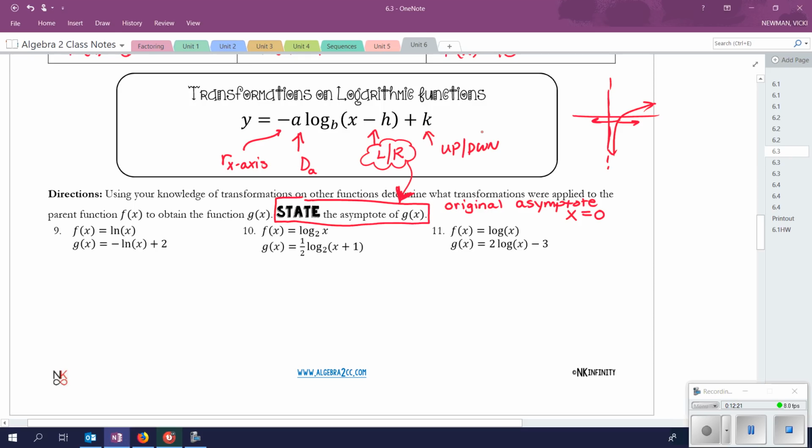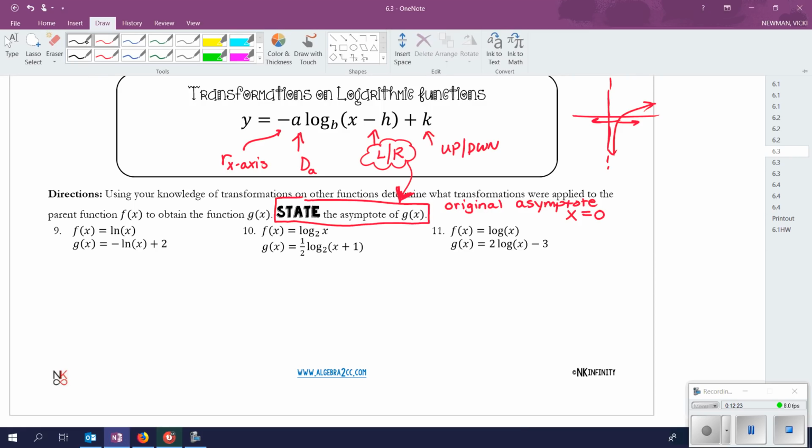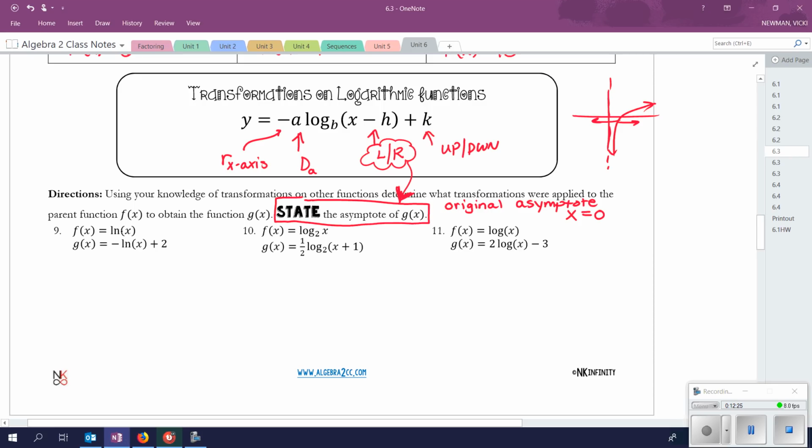So let's talk about transformations and asymptotes. We start with regular natural log of x, which has a base e, by the way. Natural log, base e. So g of x, you can see the negative, which means a reflection in the x-axis. Plus 2 on the outside means goes up 2. Since there was no horizontal move, the asymptote remains x equals 0.